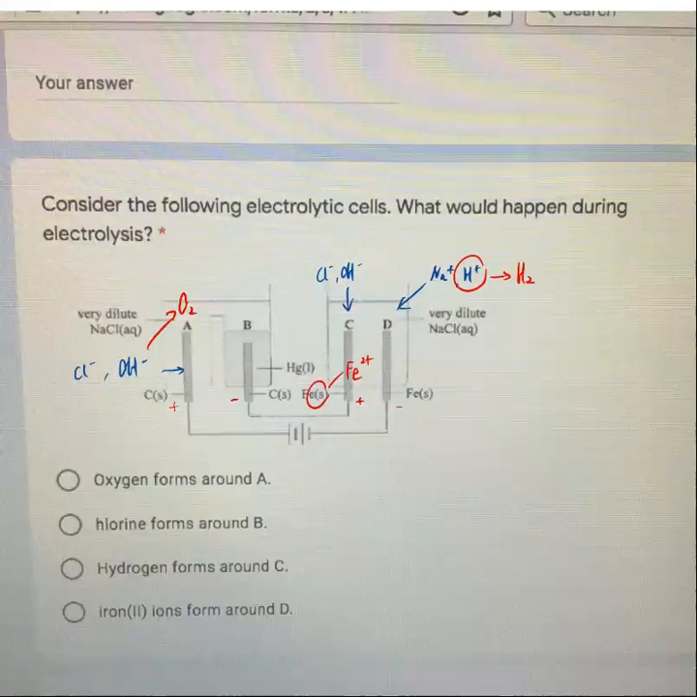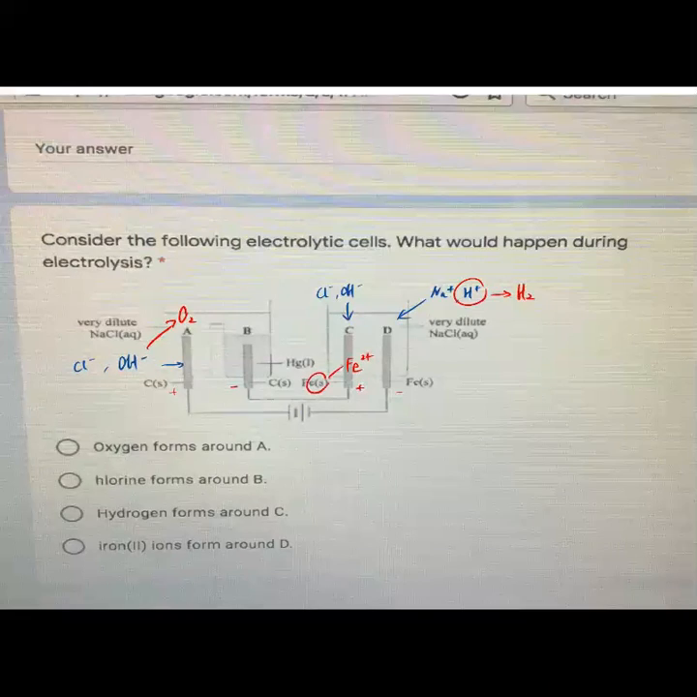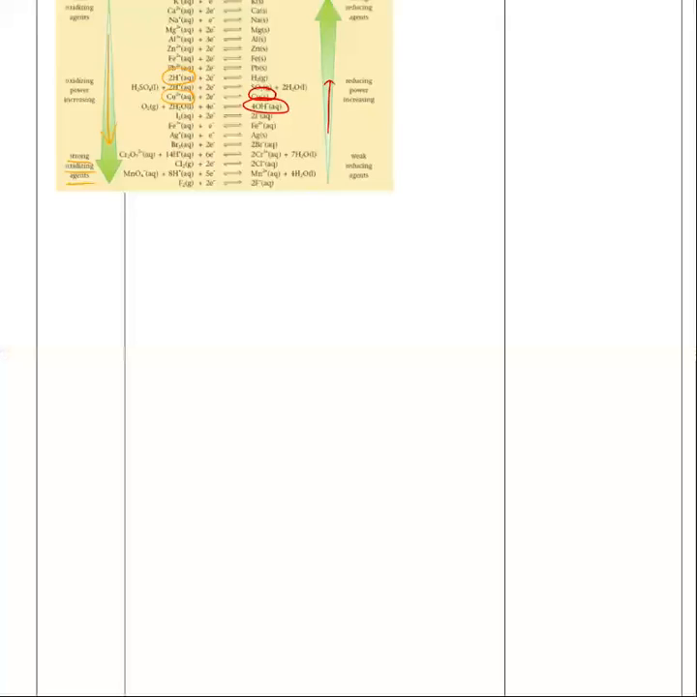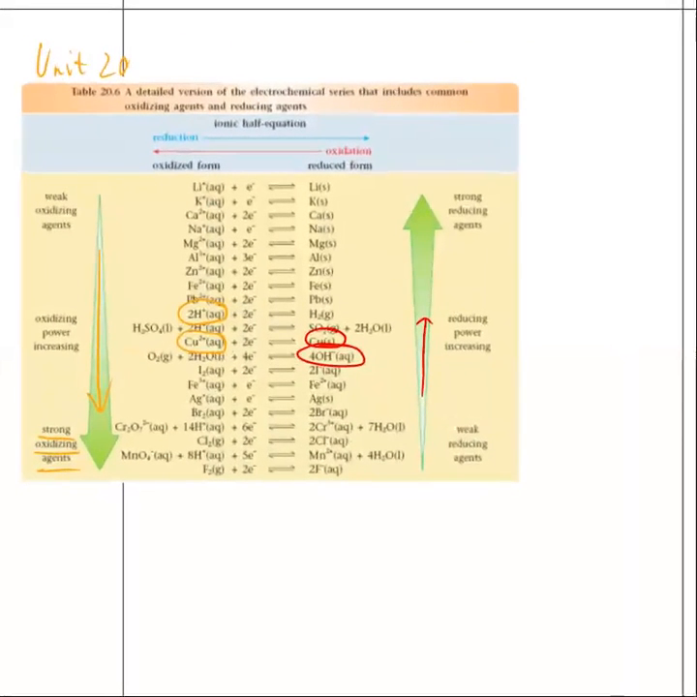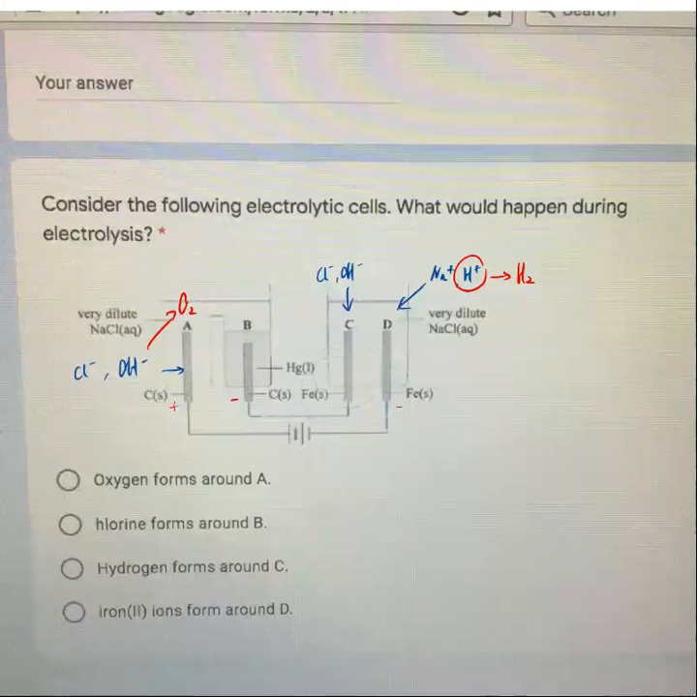Or we can check on the electrochemical series. Oops. Sorry, what do you have? Just move it here. All right, so wait a second. Oops.